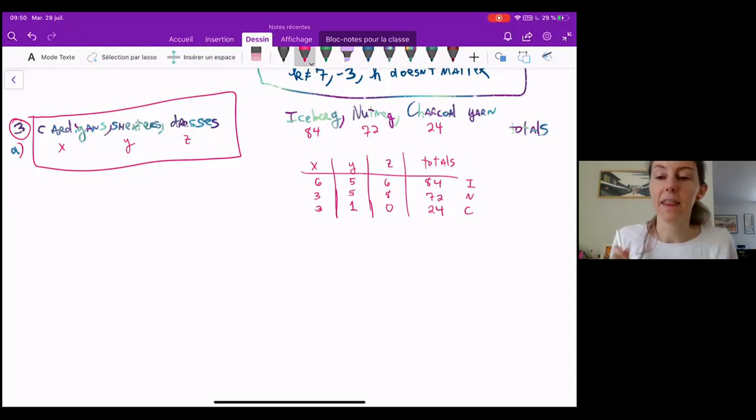Okay, again, this chart is not my system. This is not equations. I need to write these as equations now. Are there any questions about how we made this chart?